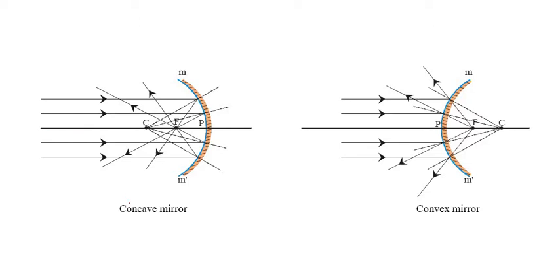Now come to the concave mirror. All the parallel rays, after reflection, will meet at the focus. And here you can see it seems to meet at the focus. So this is the diagram. Now come to this one.